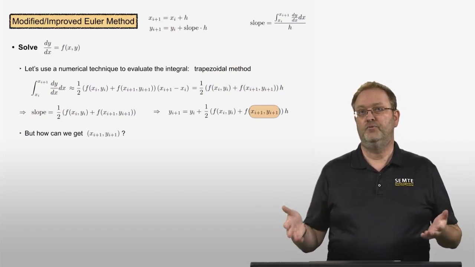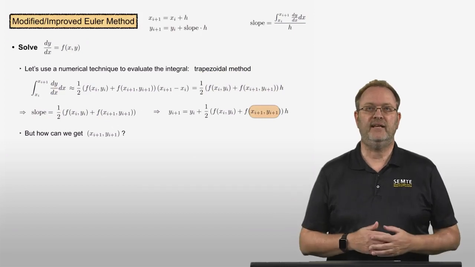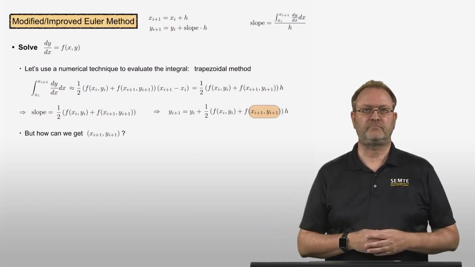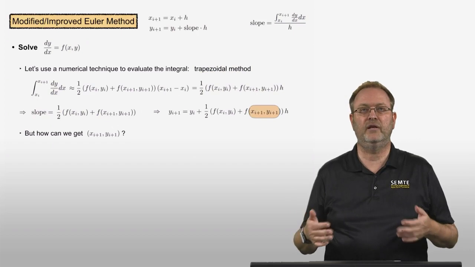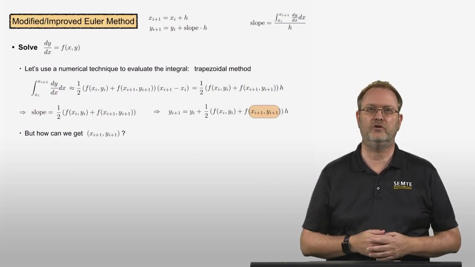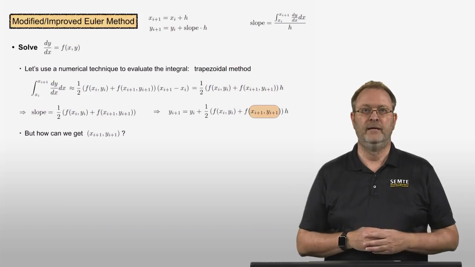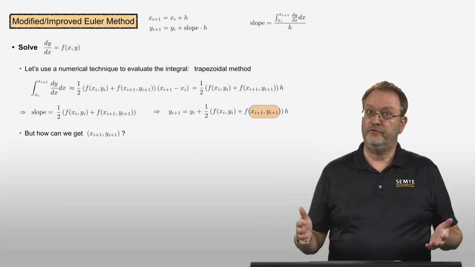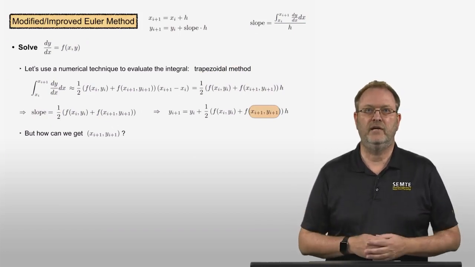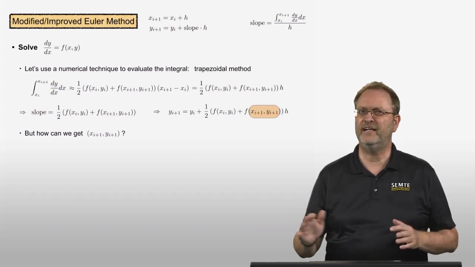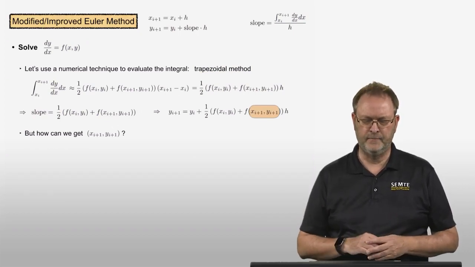Now, one approach would be to treat this as an implicit method. And if we were to do this, this would lead to a different method that's called Crank-Nicolson. That's actually not part of this course. Here, for the improved Euler method or the modified Euler method, we're going to use something else. We're going to use a little trick.